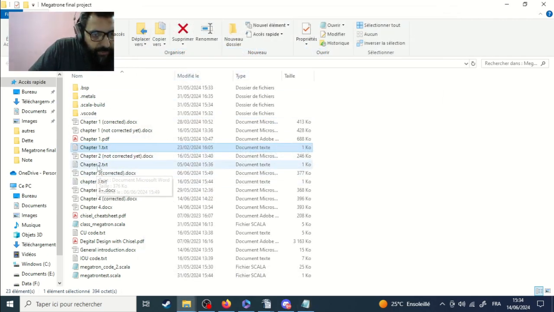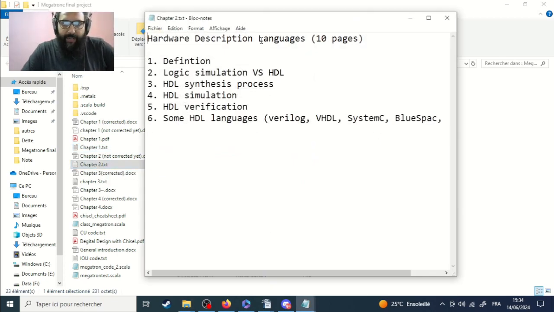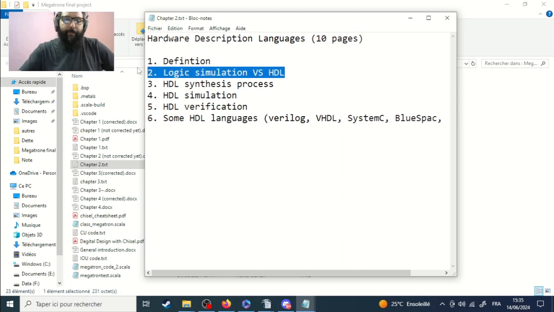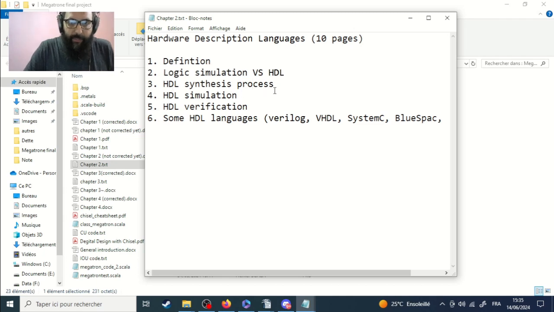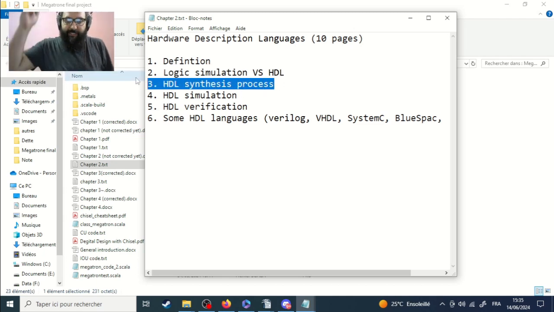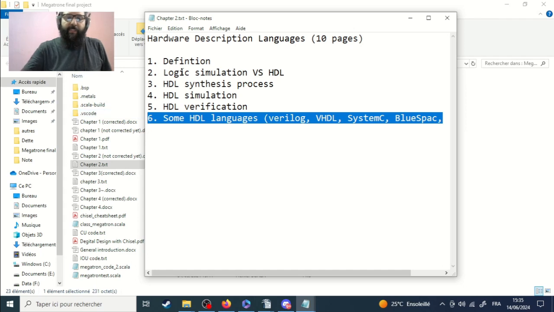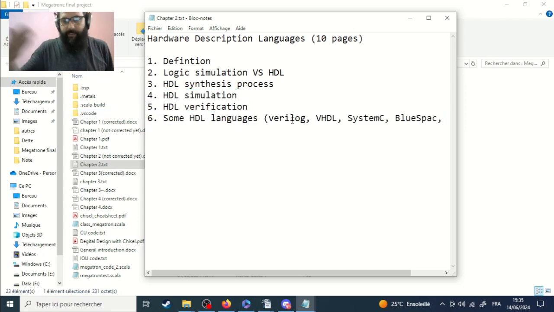What do we have in chapter two? Chapter two, we have hardware description language. We have a definition. We have to put this. This is very important, HDL. We have four. The definition is very important. We have to make the comparison between an HDL and the logic simulator, and you have to talk about the process of HDL synthesis. It's very important, and we have to talk about some languages. These are not important because we will see them later.